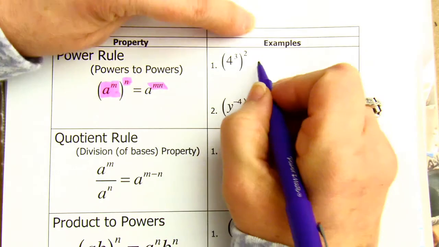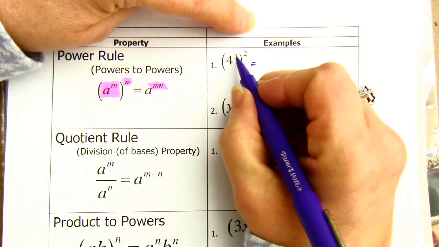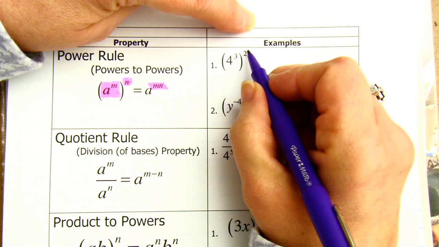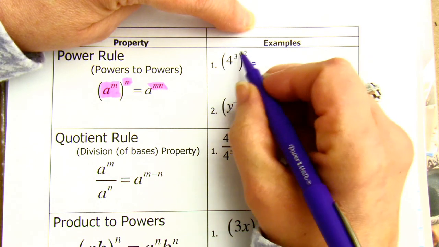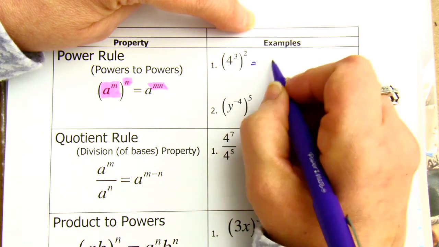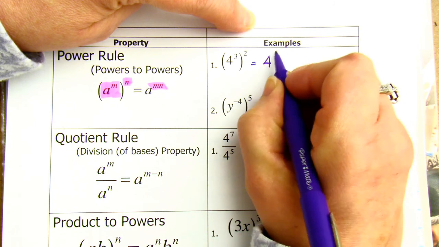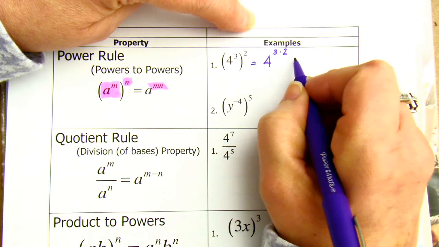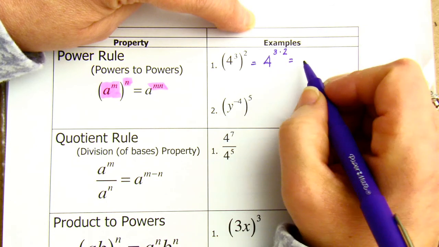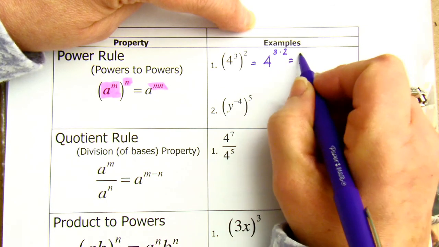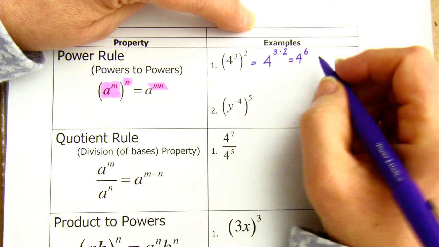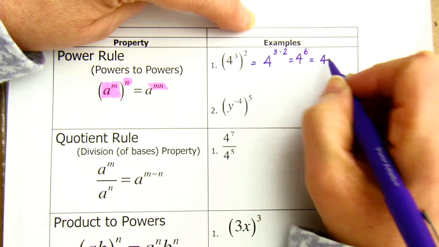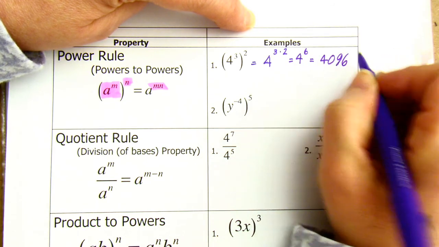Okay, so here we've got 4 to the 3rd raised to the 2nd. When you see these parentheses, that indicates distributive property. This is 4 to the 3 times 2, not 3 plus 2. 4 to the 3 times 2 is 4 to the power of 6, which is 4,096.